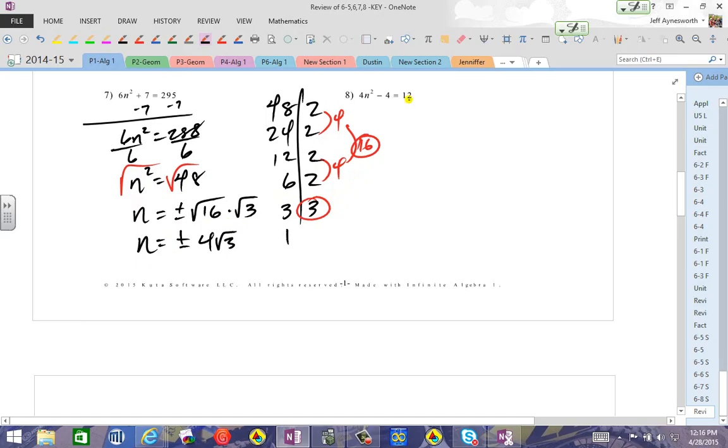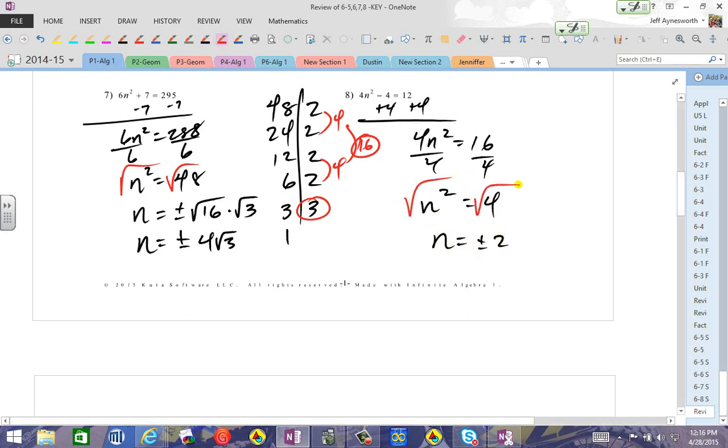Last one, you got to add 4. So you get 4n squared is equal to 12 plus 4 is 16. Divide by 4. You get n squared is equal to 4. And we know that 2 squared is 4 and negative 2 squared is 4, so n is equal to plus or minus 2. If that was too fast, then go ahead and square root and put the plus or minus symbol in, you get the same result.